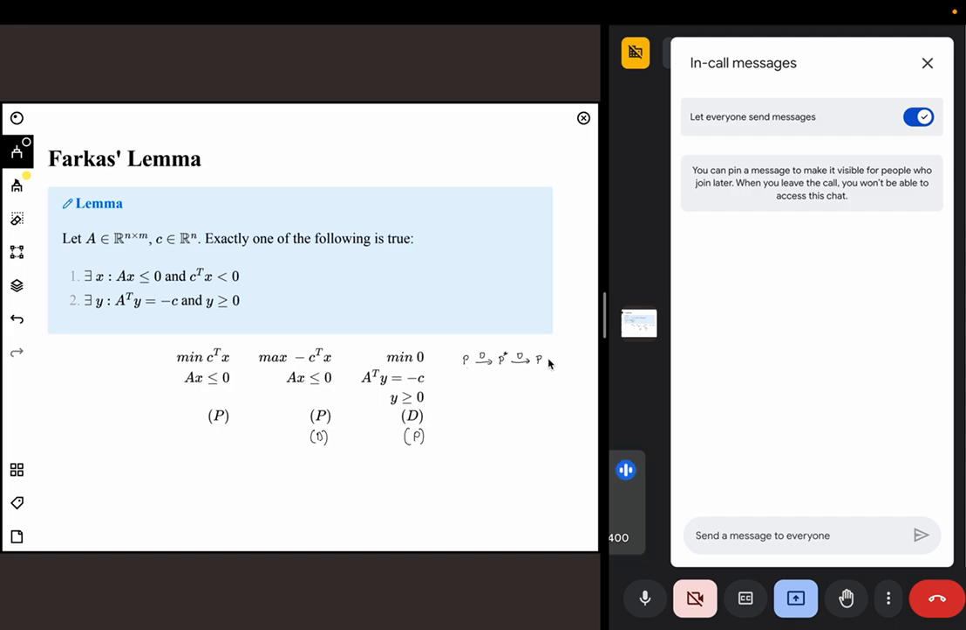Okay. So did you understand the part when I explained? Are you clear with this part? How is this first statement equivalent to this primal problem, and how is the second statement equal to this dual problem? Is that part clear?